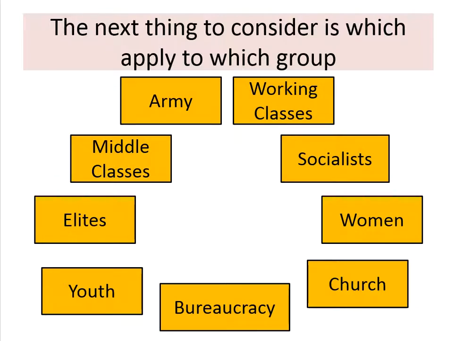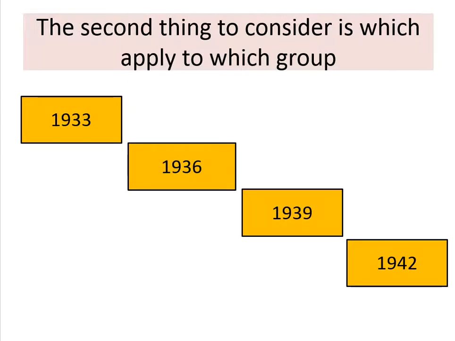So once we've decided that certain groups are more important, which groups are resisting more as time goes on? For example, the elites don't really start resisting until 1942 onwards, when the war starts going badly, and that's where we see a lot more resistance. And we actually see the use of terror against the elites and against the church, because the Nazis are kind of desperate by that point.